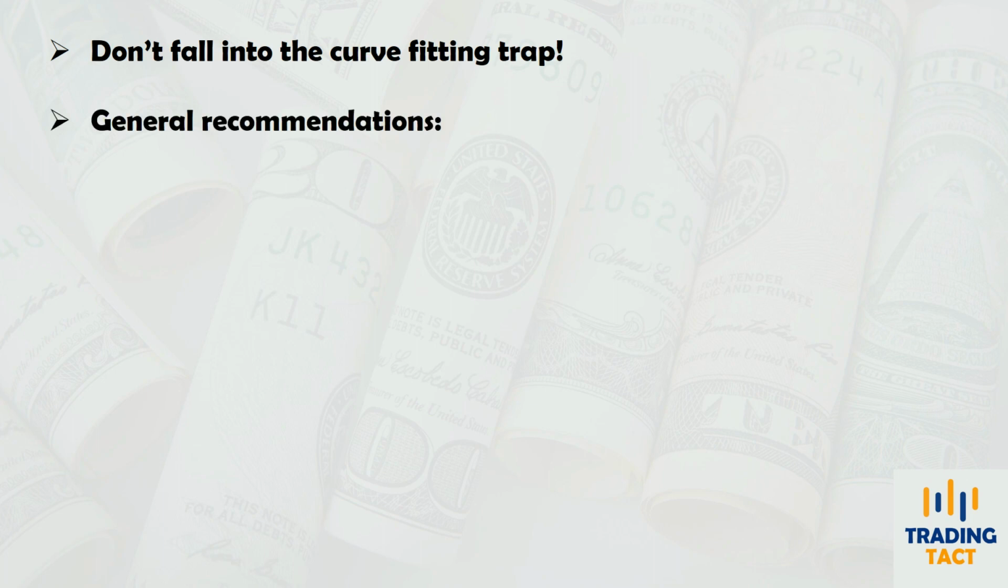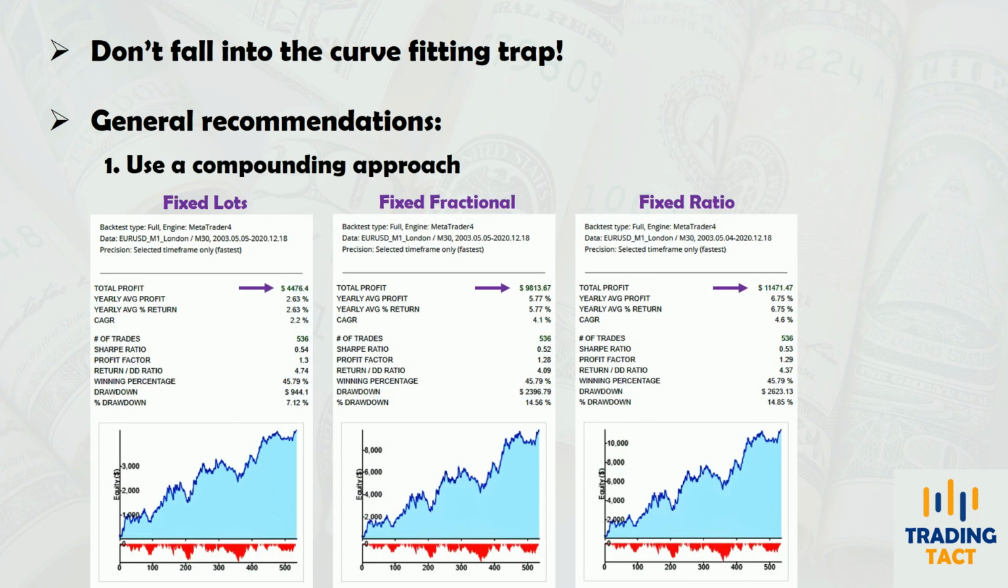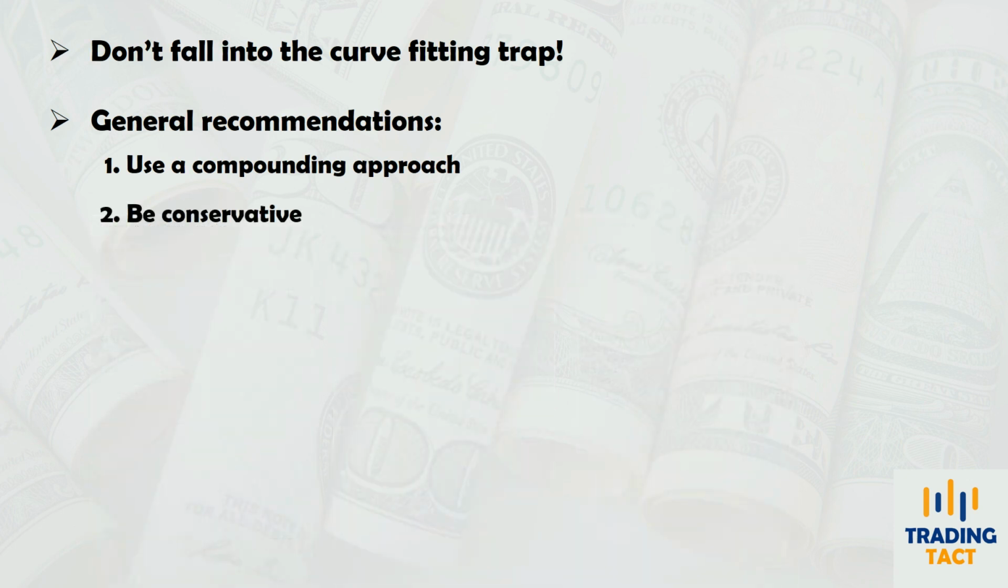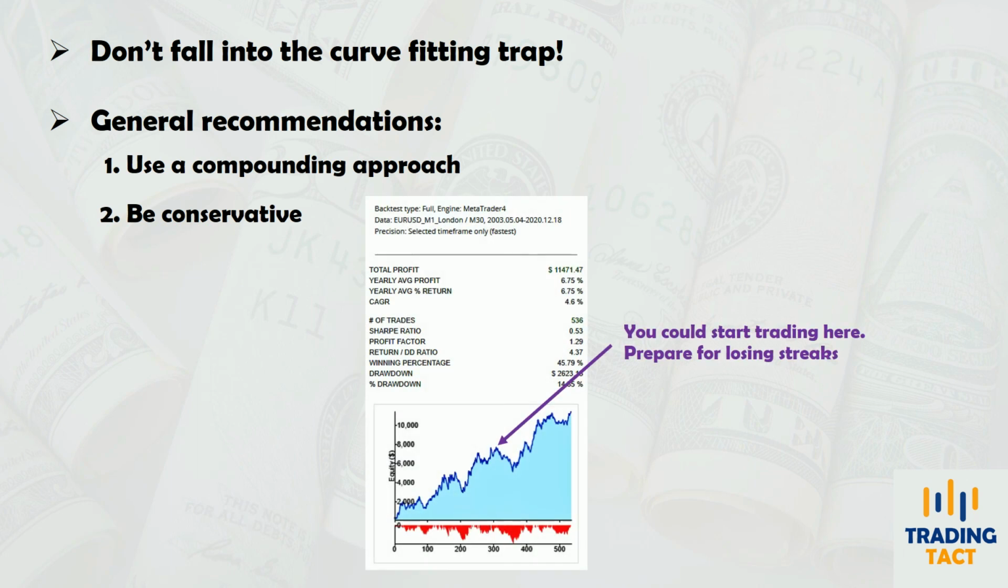I'll offer two simple recommendations if you're struggling with your money management choice. Use a compounding approach such that your strategy's edge gets amplified as your account grows. Both the fixed fractional and fixed ratio approaches above produced much higher profits than the fixed lots backtest. Be conservative. Even a good strategy will eventually suffer a losing streak. You have to stay in it to win it.